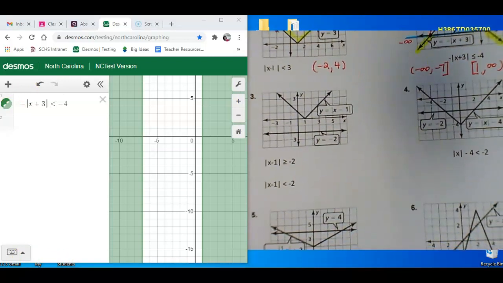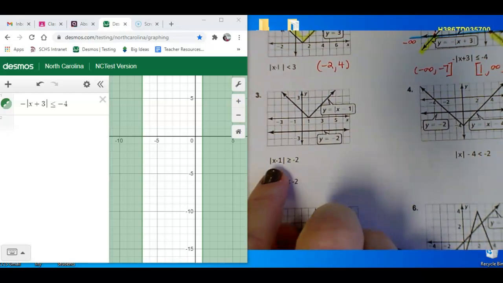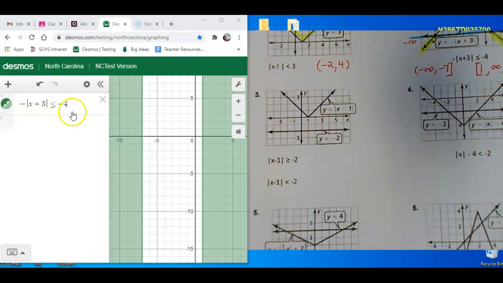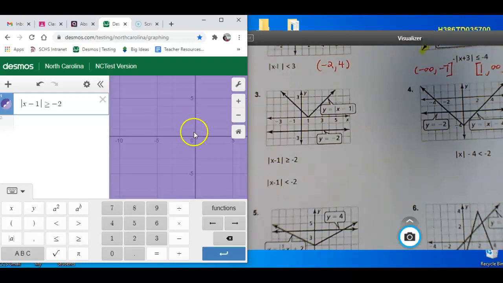Alright, so because it looks like that Desmos might be a little bit easier, let's just graph it in Desmos and see what happens. This first one here, there's 2 questions there, but we'll do them separately. Absolute value, x minus 1. Make sure you move it over. Greater than or equal to -2. Okay?